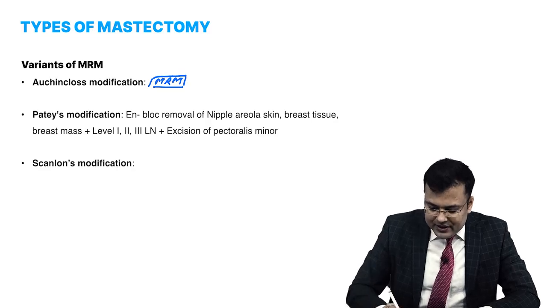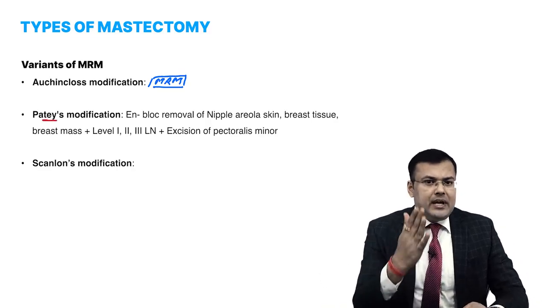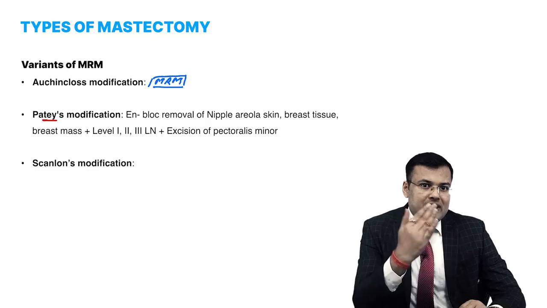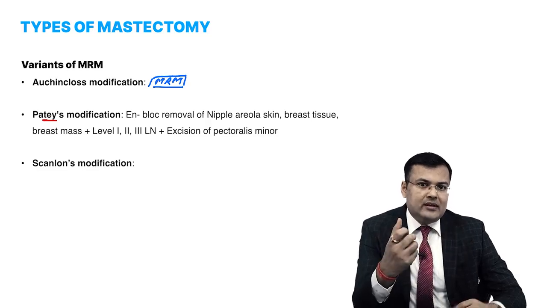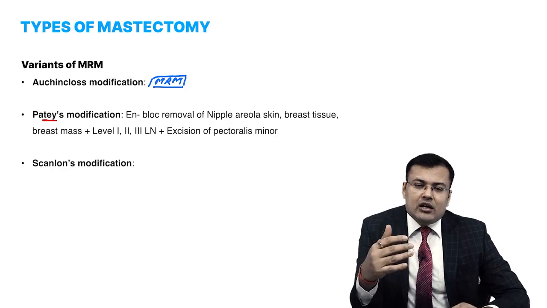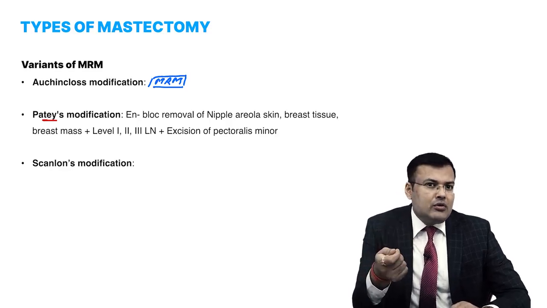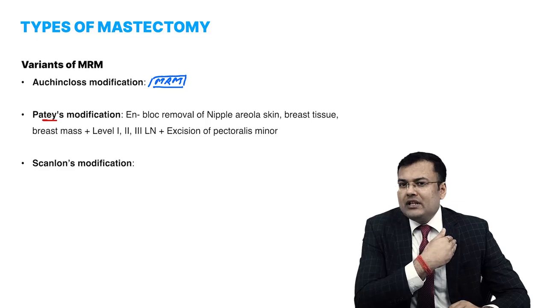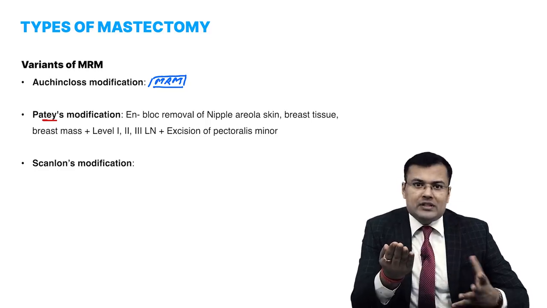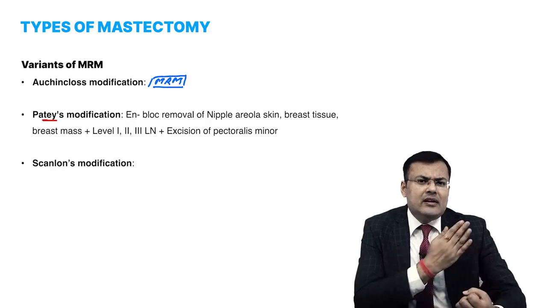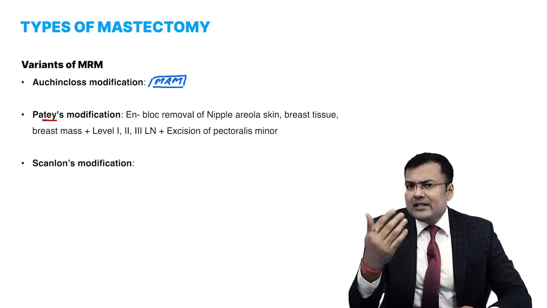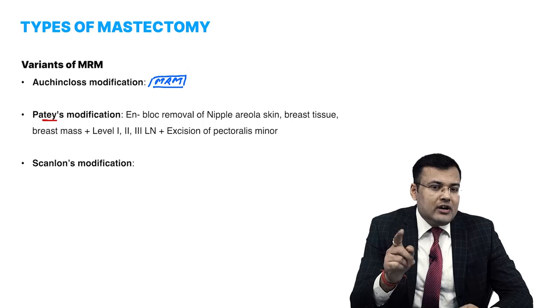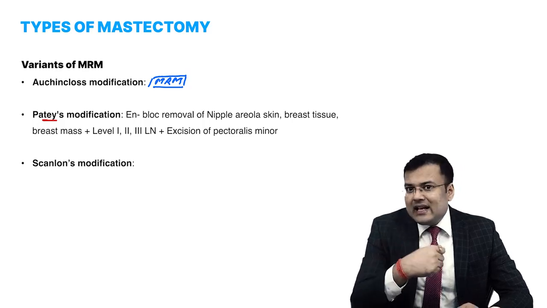After that, Patey's modification. What was the problem with Patey's? Patey's wanted to remove level 3 lymph node. And for removing level 3 lymph node, he excised pectoralis minor and then he removed level 3. Scannellon's modification, Scannellon told Patey's that rather than going for excision of pectoralis minor, you can just go for the division of pectoralis minor and then you can remove level 3 and resuture it. So if you go for excision of pectoralis minor, this is known as Patey's modification. If you just go for division of pectoralis minor, this is Scannellon's modification.